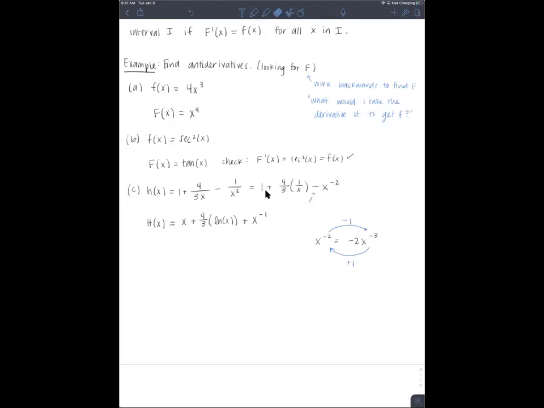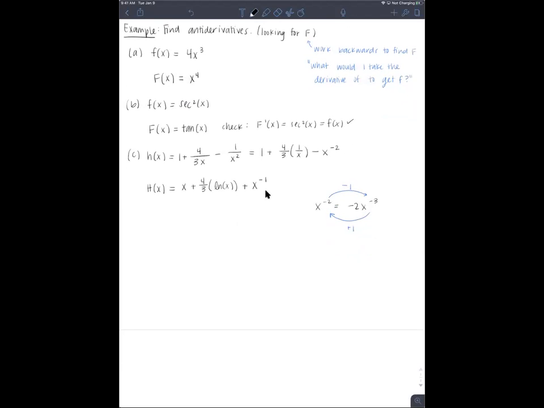And so, I'm gonna erase all that. Here, I can leave that part. And so this would be the antiderivative. Let's check this one just because that's kind of long. Capital H prime of x is going to be, if I take the derivative of x, I'll get 1. Here, I'm going to get 4/3 times 1 over x. And then here, when I take the derivative of x to the -1, I get minus x to the -2. And so this is the answer.